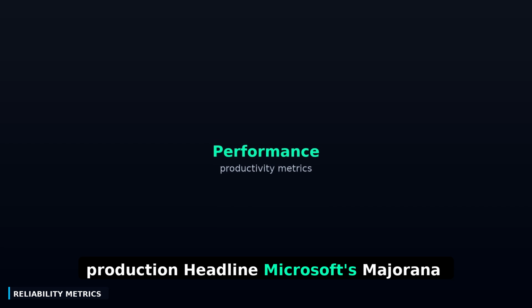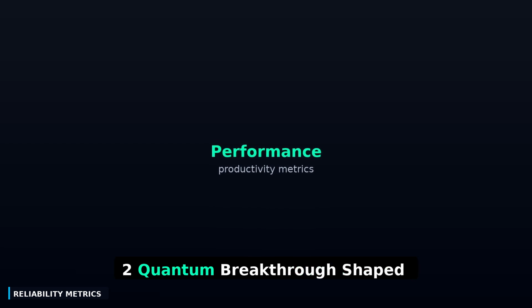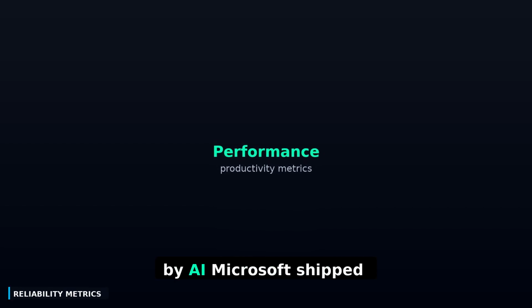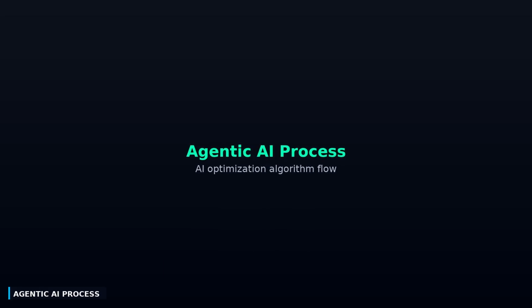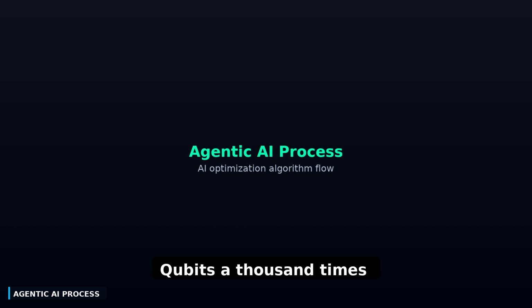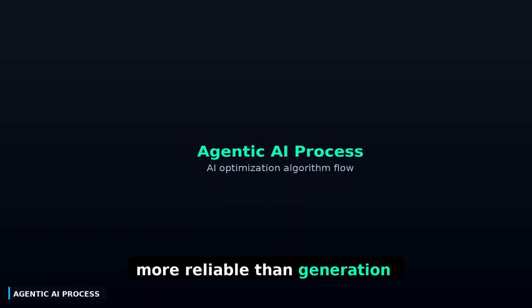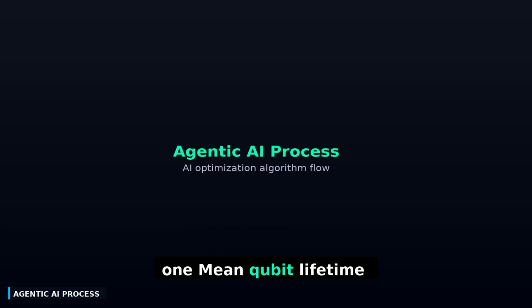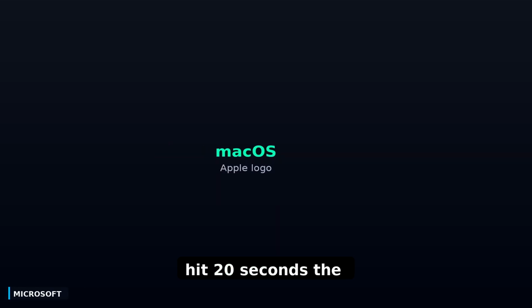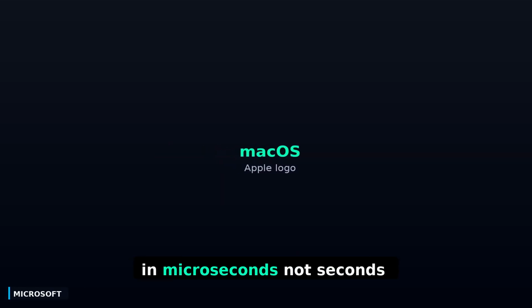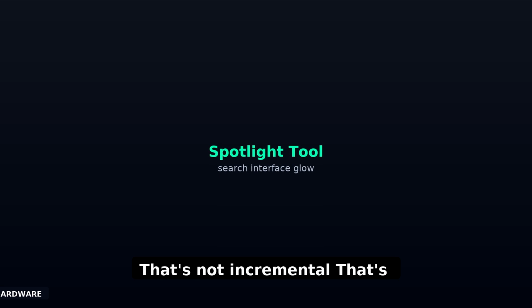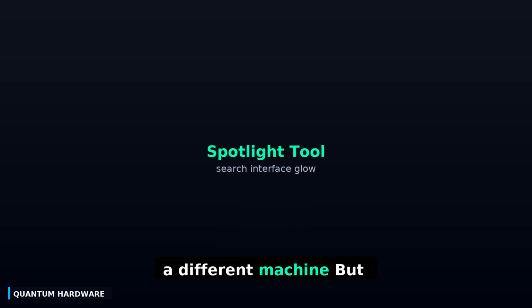Headline: Microsoft's Majorana 2, Quantum Breakthrough, Shaped by AI. Microsoft shipped Majorana 2 this week. The numbers are wild. Qubits 1,000 times more reliable than Generation 1. Mean qubit lifetime hit 20 seconds. The industry baseline is measured in microseconds, not seconds. That's not incremental. That's a different machine.